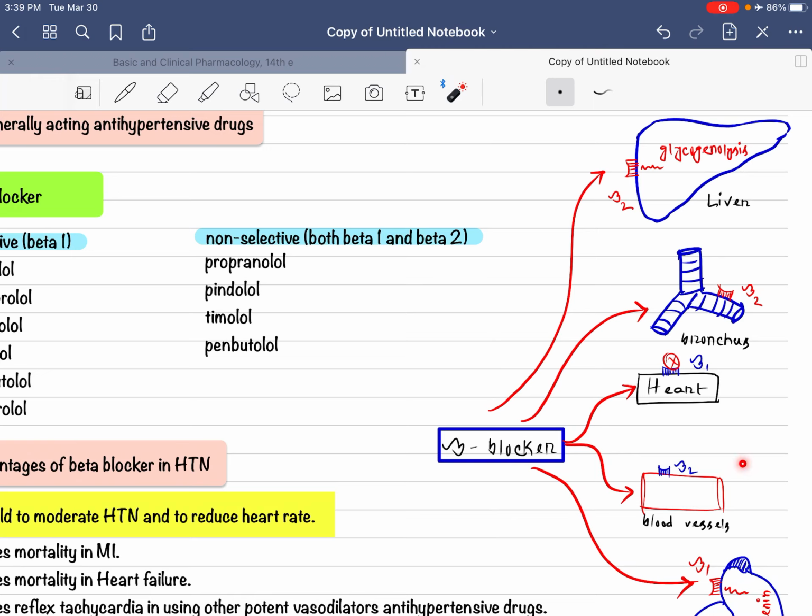But the interesting matter is that this effect is more than the effect on the heart. That's why the net effect is that beta blocker decreases the blood pressure. And the most advantageous effect of beta blocker drugs is that by decreasing blood pressure we can also control the palpitation, the reflex tachycardia. That means whenever you use a beta blocker drug, the patient will get relief from the tachycardia or reflex tachycardia problem. He will not face reflex tachycardia.